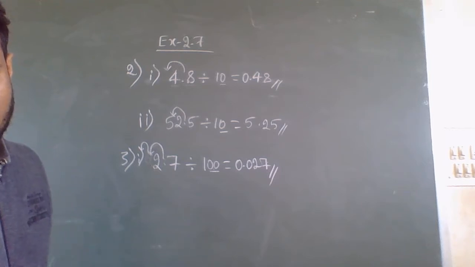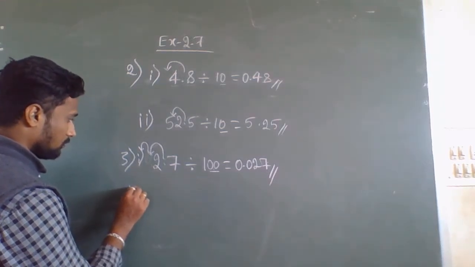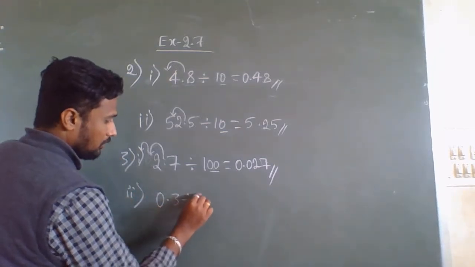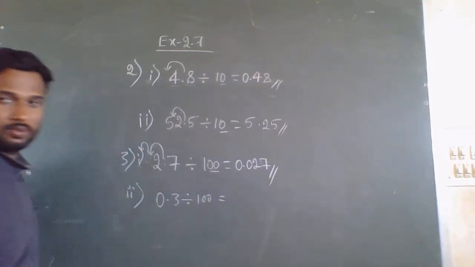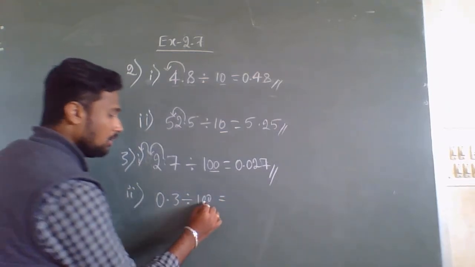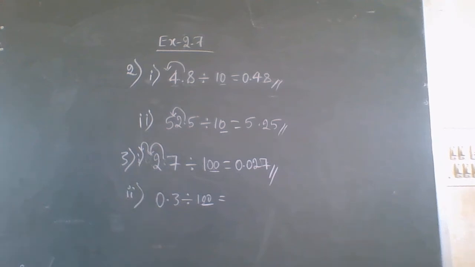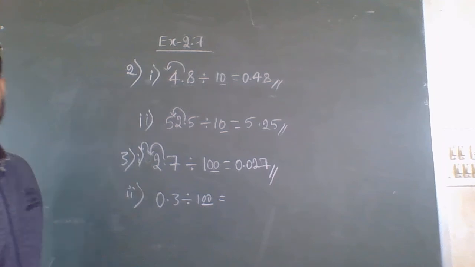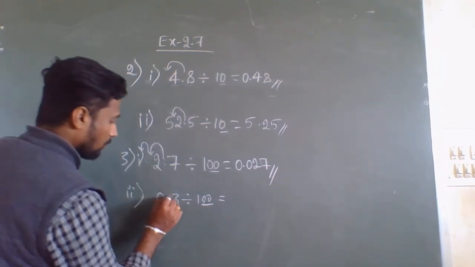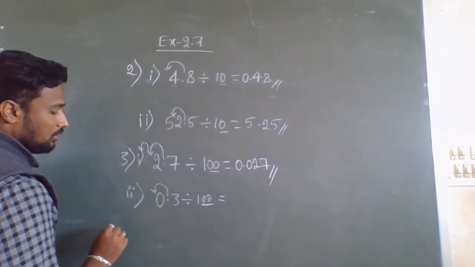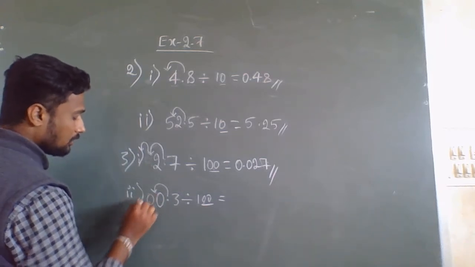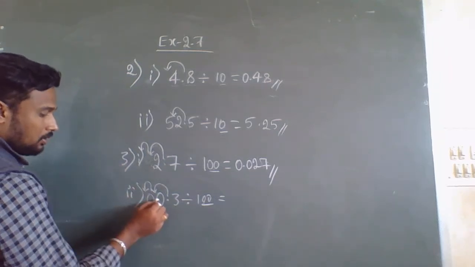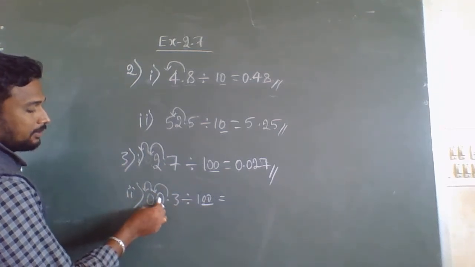Next, I will consider another number: 0.3 divided by 100, second question. Again, how many zeros are there? Two zeros are there in 100. So you should move this decimal point two steps towards left side. The first step means you get 0, and after this there is no number, so I will consider another 0. Again I will move another step. Two steps means you will get two zeros.